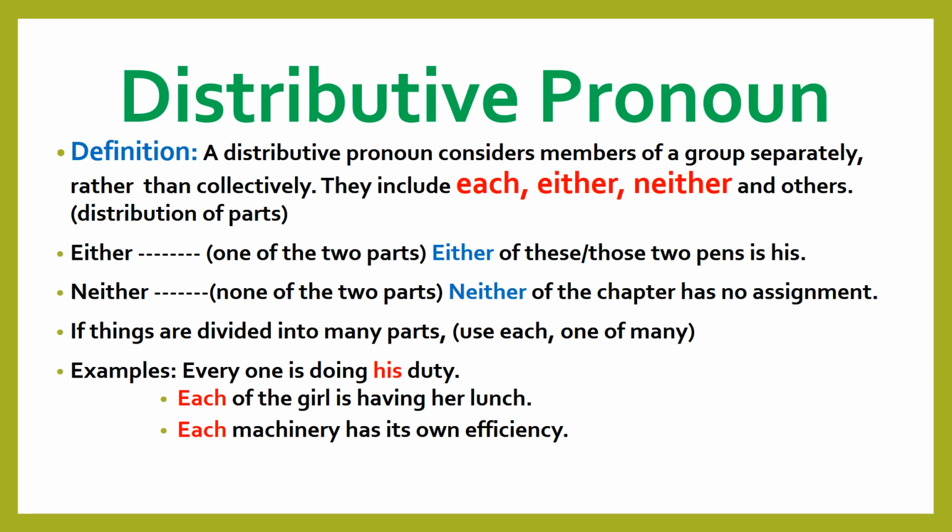If things are divided into many parts, use each or one for many. Here we have the examples. Everyone is doing his duty. So here everyone is the distributive pronoun. Each of the girls is having her lunch. So here the word each is used as the distributive pronoun. Each machinery has its own efficiency. So the pronoun each is used as the distributive pronoun.